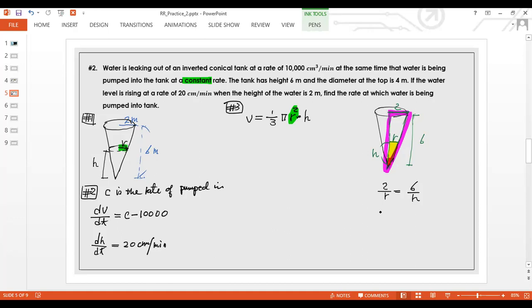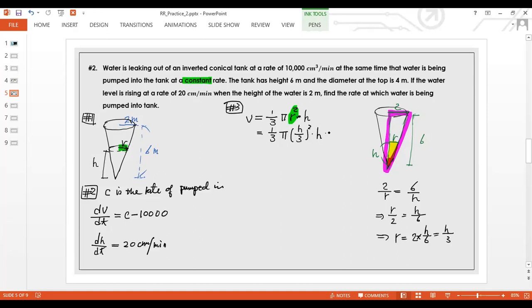So now let's flip it. R over 2 is equal to H over 6. So what is R? R is equal to 2 times H over 6, equal to H over 3. So I know there's a relation between R and H. Now I can replace it. This is 1/3 pi, and R is H over 3, squared, times H.